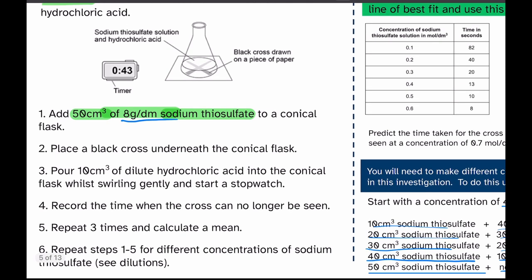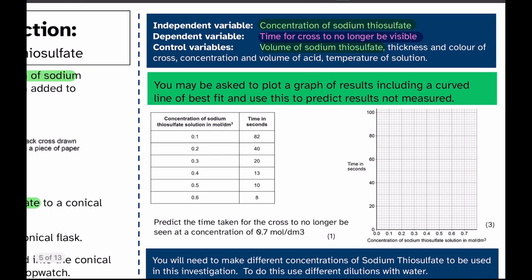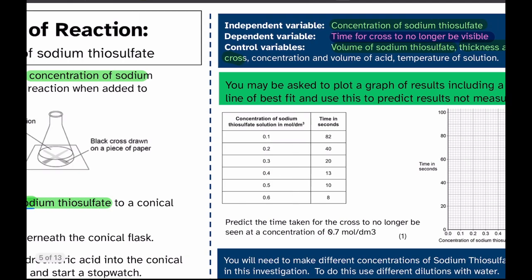We're going to put a black cross underneath the conical flask. Notice that I've said a black cross because if you use different colours of crosses, again, you're changing your variable. So the thickness and colour of the cross are going to be control variables in this practical, as is the concentration and volume of acid, which we've already talked about. Sorry, we haven't talked about that one. Not yet. We've talked about the volume of sodium thiosulfate.